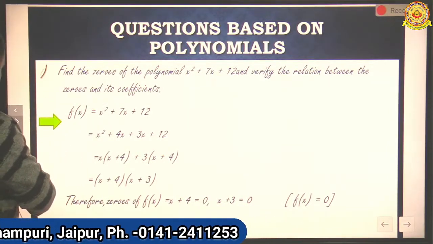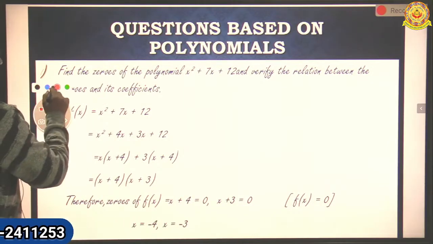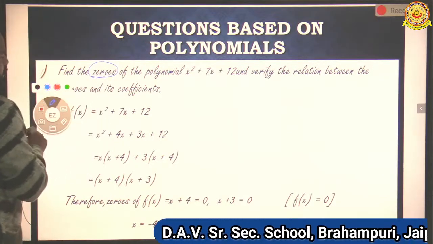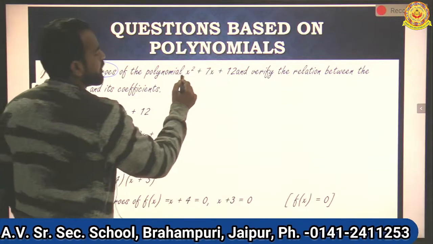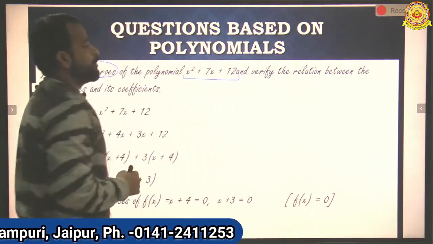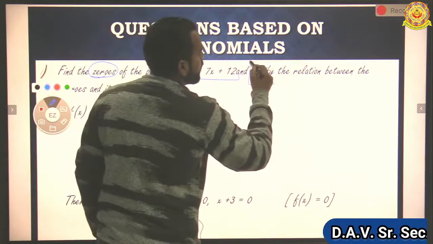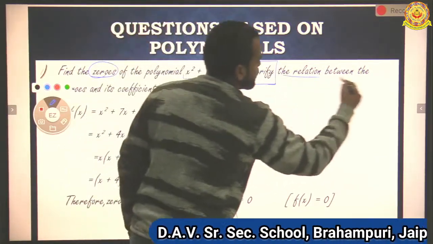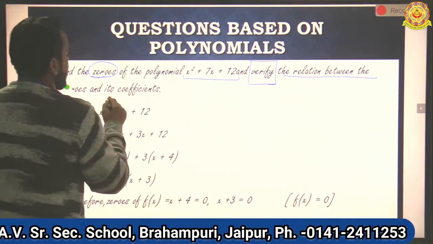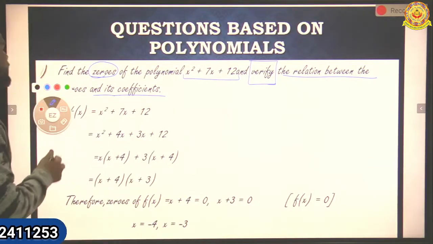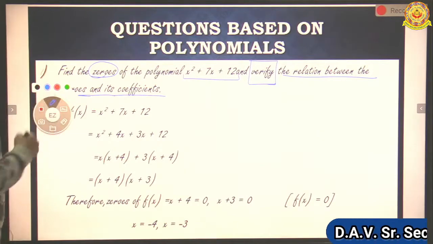Find the zeros of the polynomial, and the equation is x square plus 7x plus 12, and we have to verify as well, verify the relationship between the zeros and its coefficients, right? We have to verify the zeros and their coefficient also.